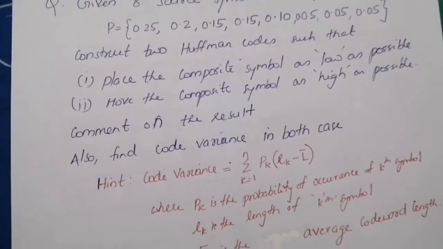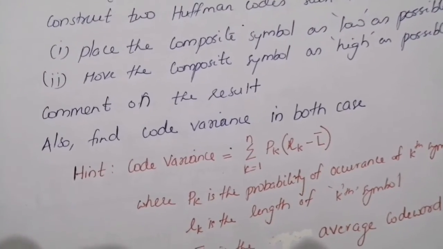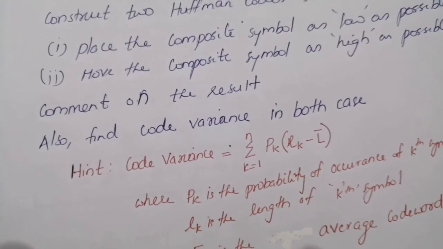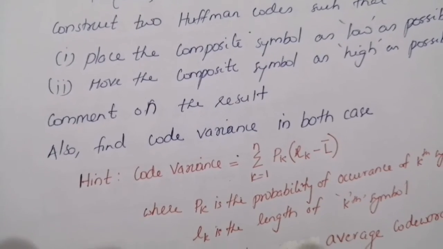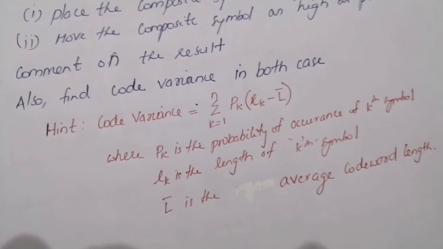Code variance is defined as sigma k equal to 1 to n, pk (lk minus L bar) squared, where L bar is the average code word length.